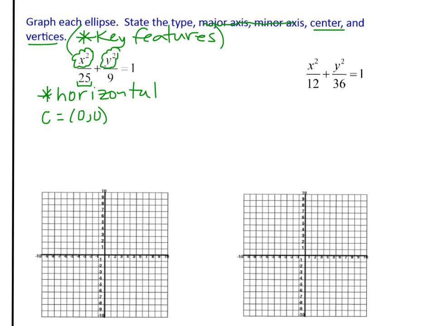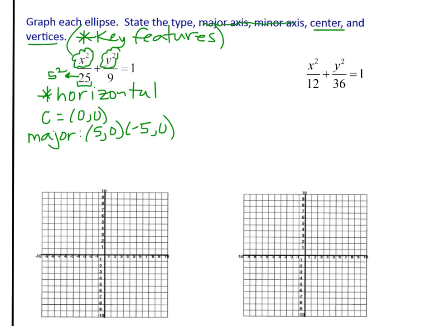To get our major vertices, if the number underneath x squared is 25, that's the same as 5 squared. So to get those major vertices, we'll just call them major, we're going to go 5 to the right from the center and 5 to the left. That would be 5, 0 and negative 5, 0.